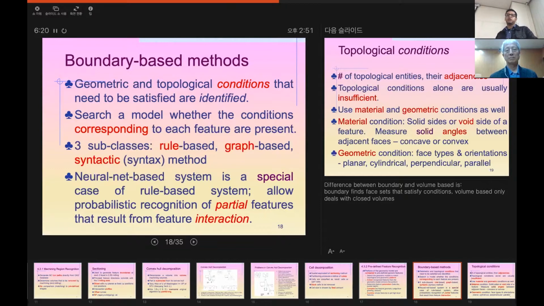So first, geometric and topological conditions have to be satisfied and identified. And we have to search the model to see whether the conditions corresponding to each feature are present. Boundary-based methods have three subclasses, which are rule-based, graph-based, and syntactic-based. And also there is sort of a fourth subclass, which is the neural net-based system, which is sort of a branch of rule-based system. It allows the probabilistic recognition of partial features that result from interaction of features.